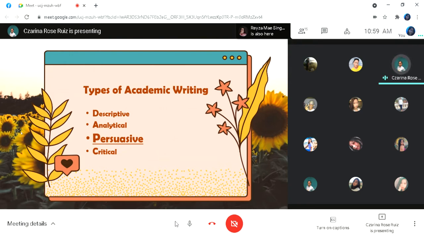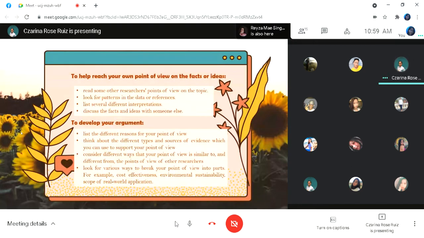In persuasive writing, each claim you make needs to be supported by some evidence, for example, a reference to research findings or published sources. Most of the essays are persuasive, and there is a persuasive element in at least the discussion and conclusion of a research article. So to help us in reaching our point of view on the facts or ideas, we need to read some other researchers' points of view on the topic.